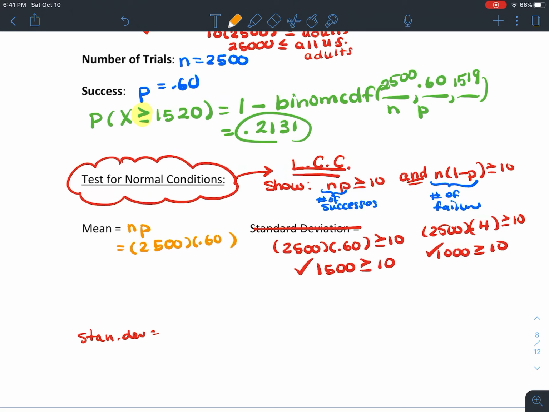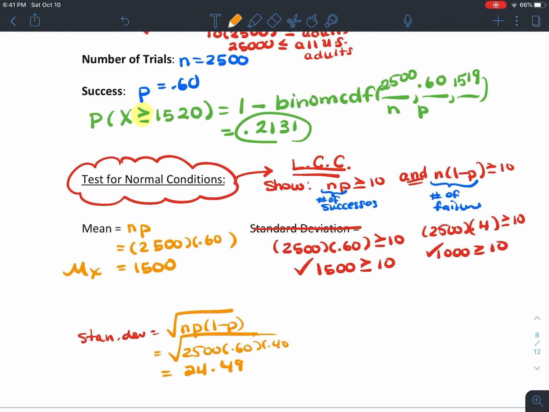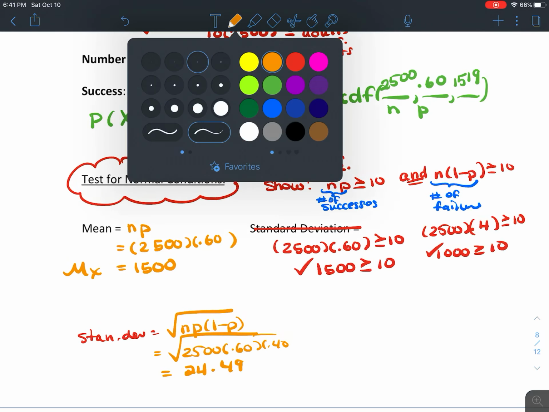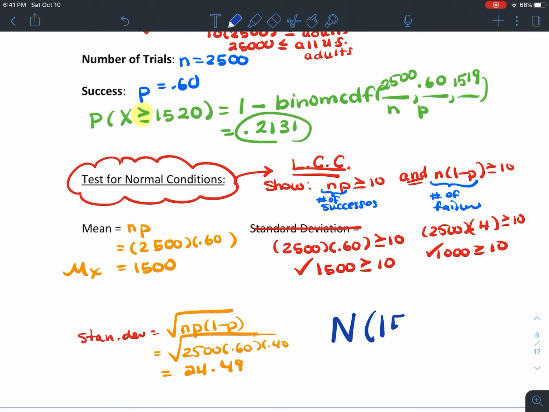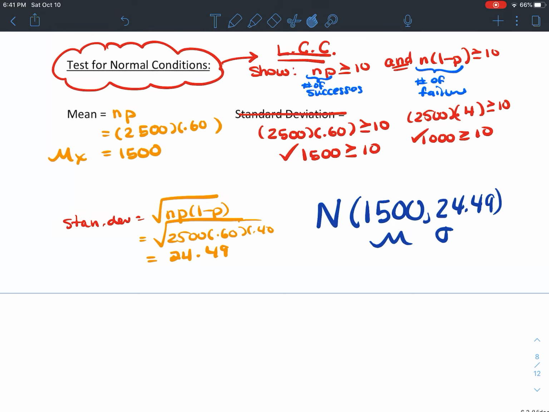I'm going to do the expected number of successes, which is my mean, 1,500, and then the standard deviation. These formulas were up above on the other page, and they are on the formula sheet, by the way. The standard deviation is 24.49. So we've established that the conditions are normal, which means I can abbreviate this all together, using N for normal. Remember, this is our mean, and that's our standard deviation.